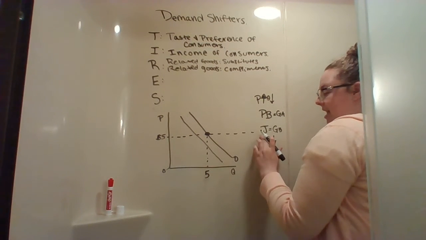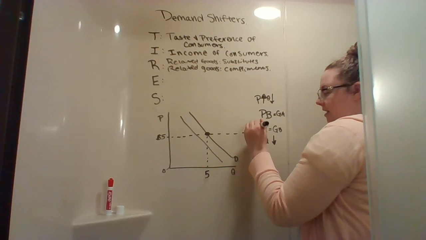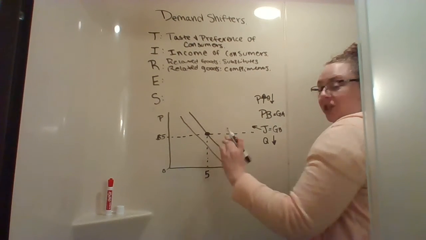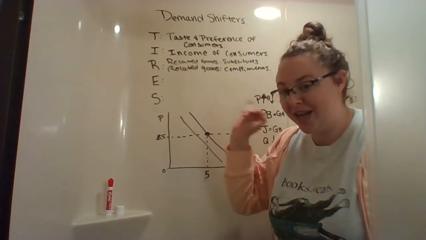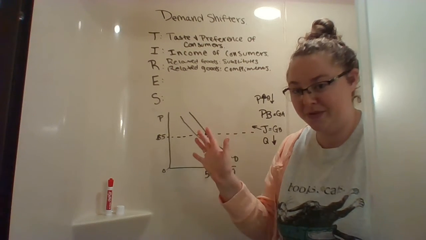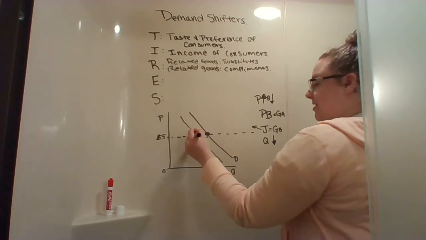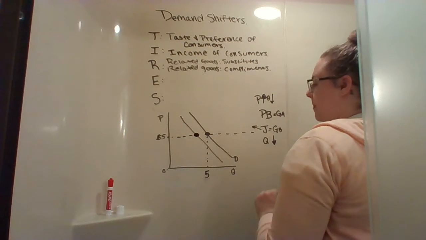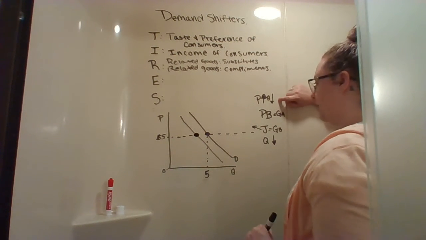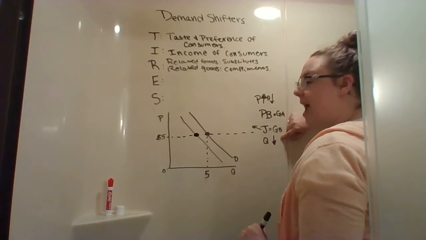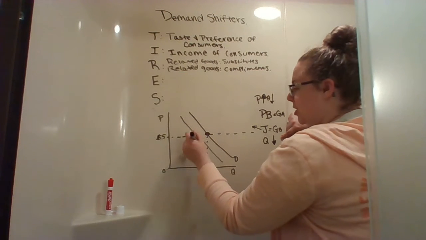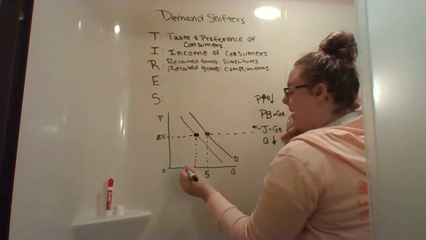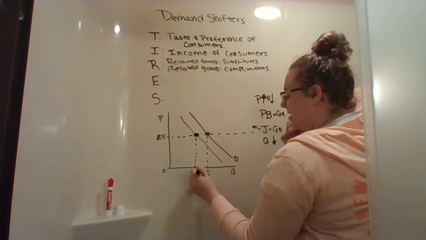Again, this graph is for jelly, okay? The price is not changing for jelly. The price is only changing for peanut butter, for this example, okay? The price is still the same for jelly, but because it's a complement of peanut butter and people are buying less peanut butter, people are naturally going to buy less jelly, which means that the quantity demanded of jelly is going to decrease.